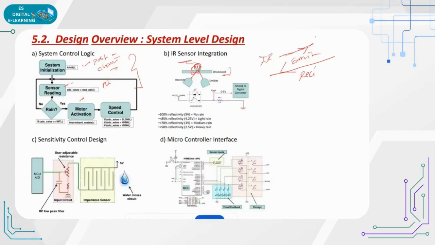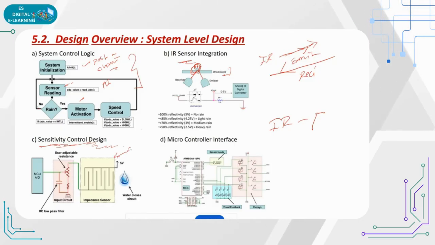Emitting means the light will be there. For example, the IR sensor has a sensitivity control design. You supply 5 volts to the sensor continuously. Whenever a water drop falls between, it will identify it, and a kind of shorting will happen. Shorting means the sensor reads that there is some disturbance. Because of that disturbance, the resistance will change.